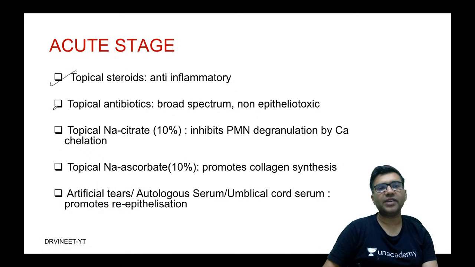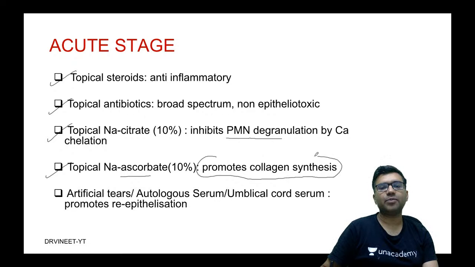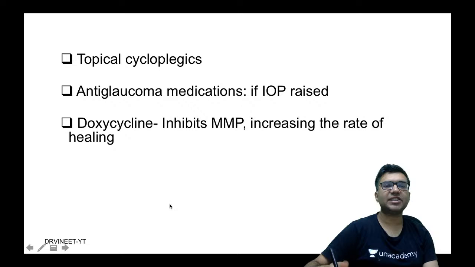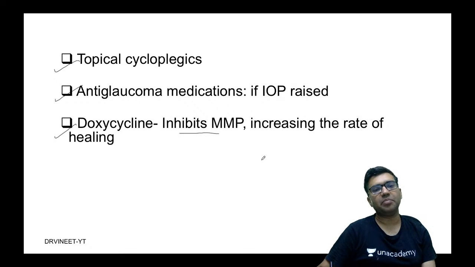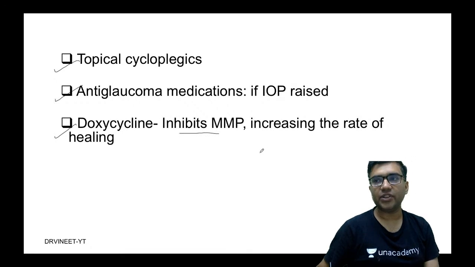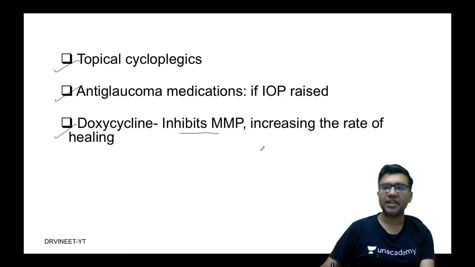You use topical steroids, topical antibiotics, sodium citrate which inhibits neutrophil degranulation, and sodium ascorbate. Why do you use sodium ascorbate? Because it promotes collagen synthesis. You can also go with artificial tears like autologous serum and umbilical cord serum, which promote reepithelialization. Use topical cycloplegics if there is iritis. Use anti-glaucoma medications if there is an increased IOP, and you can also use doxycycline which inhibits MMP. So these are the treatment modalities we use in patients suffering from chemical injury. You can see the details of chemical injury in our YouTube session.